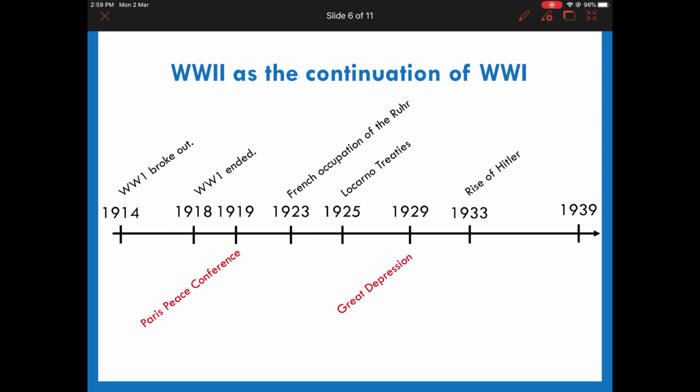In 1929, there was the Great Depression. The world's economy suffered a lot. In 1933, we saw the rise of Hitler in Germany. Finally, in 1939, Germany attacked Poland and it marked the start of the Second World War. The formula has been shown on the slide by using red words. A plus B equals C. Paris Peace Conference plus Great Depression equals the Second World War.